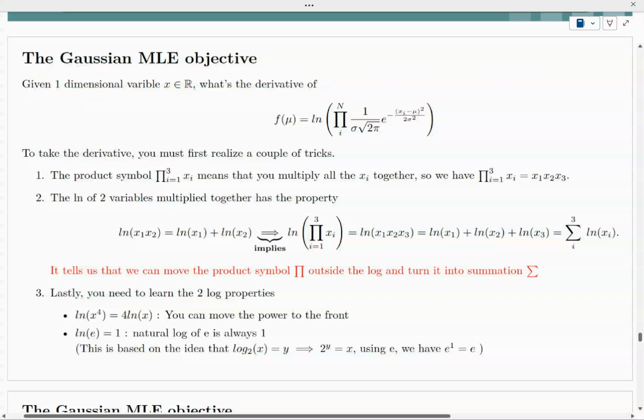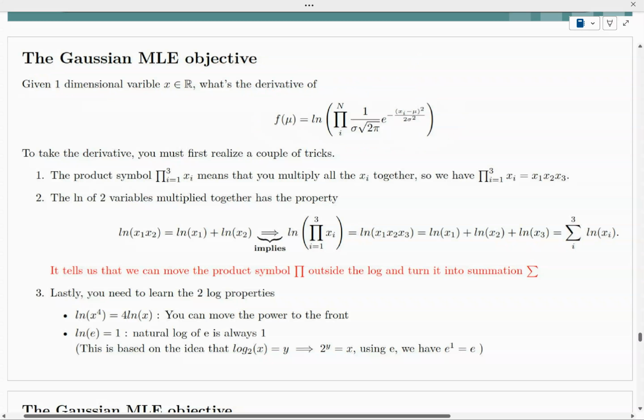And this Gaussian MLE objective looks like this seemingly complicated equation. And taking the derivative of this, you might think, wow, this is really complicated. But if you know a couple tricks, you could drastically simplify this equation and make it look really simple and easy to take derivative of.